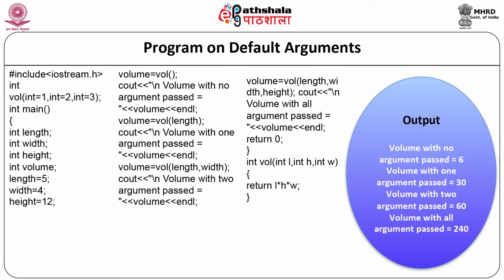With no argument passed, the result will be 6, where the default values have been taken as 1, 2 and 3. Volume with 1 argument passed will be 30, where one value was passed and the other two will be taken as default arguments. Volume with two arguments passed, the result is 60, where two argument values are taken and one default value was taken. And volume with all arguments passed, the value is 240, where all three values of parameters have been taken and default arguments have been completely ignored.